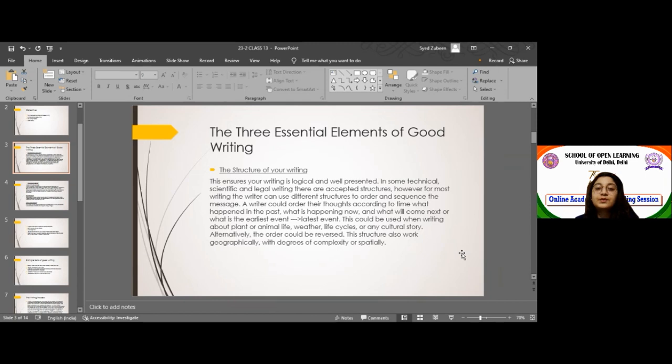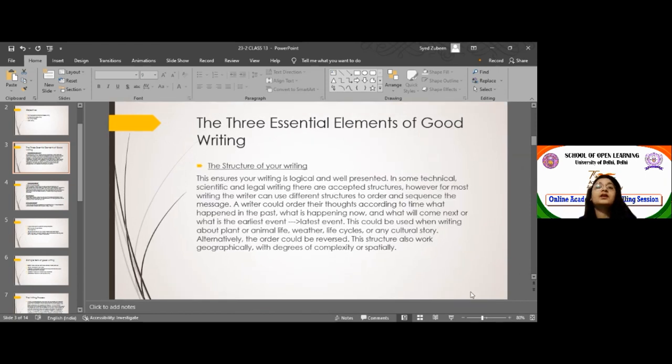All right. So, what are the three essential elements of good writing? The first is the structure of your writing, which ensures that the writing is logical and well presented. So, in some kind of technical, scientific, and legal writing, there are accepted structures, right? However, for most writing, the writer can use different structures to order and sequence the message.